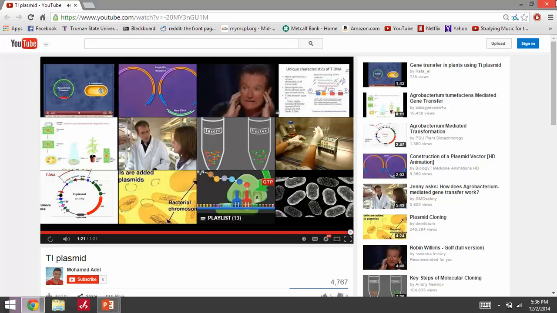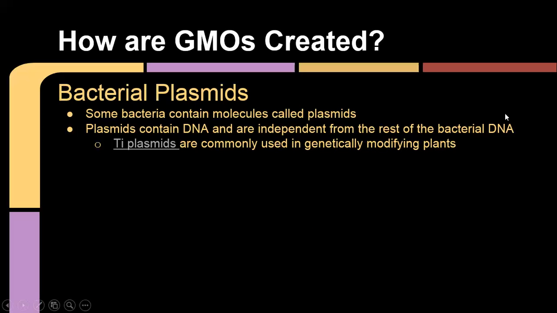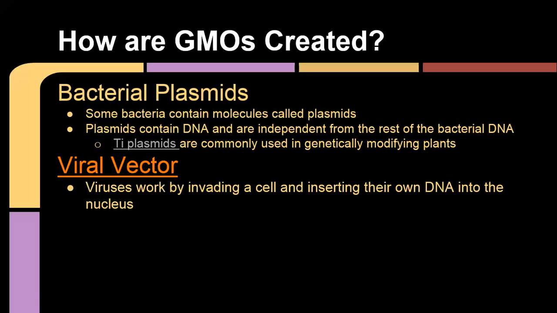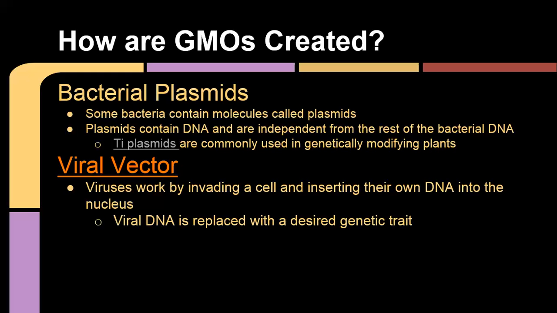Another biological tool used by scientists to modify an organism's DNA is a viral vector. By nature, viruses work by invading cells and inserting their own DNA into the nucleus. This is how they reprogram a cell so that the cell will help them to reproduce. Scientists are able to take advantage of this process by removing the viral DNA and replacing it with DNA that they desire to be inserted into the cell.